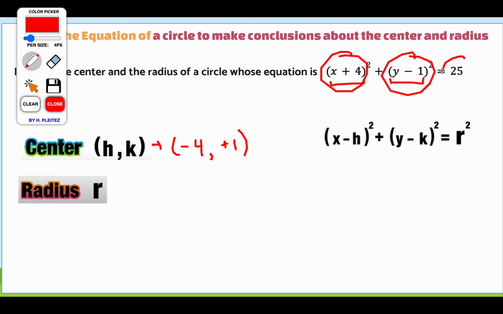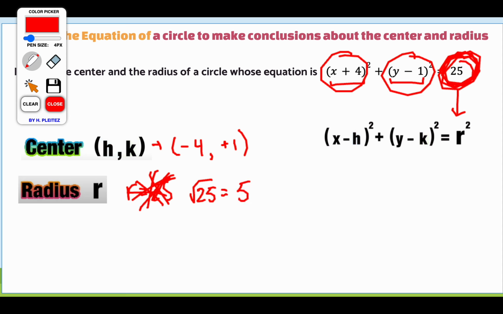And then this value here, that's the value of our radius squared. So our radius, some people would go like this, oh, the radius is 25. Woohoo. No. That's the value of your radius squared. So you need to take the square root of this thing here. So radical 25 is going to be what your radius is. So that actually means that our radius is 5.